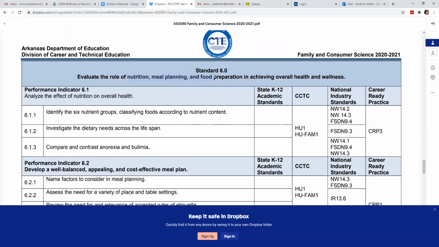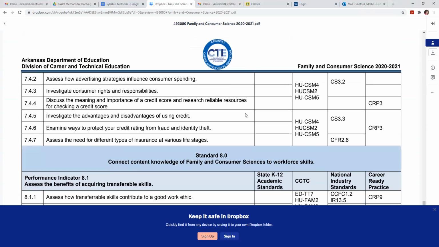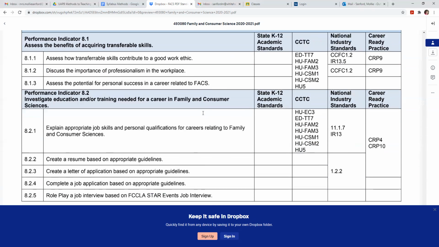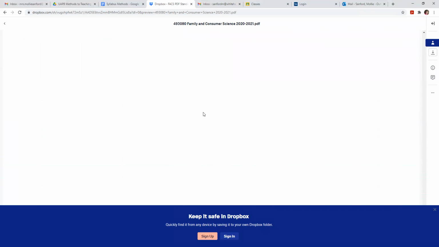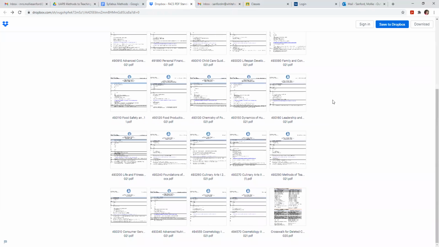6 is our food nutrition unit. 7 is money management. 8, I call it careers. And then that's the end of this year-long FCS course. I'm not going to go through all of these courses because it would take hours and hours.